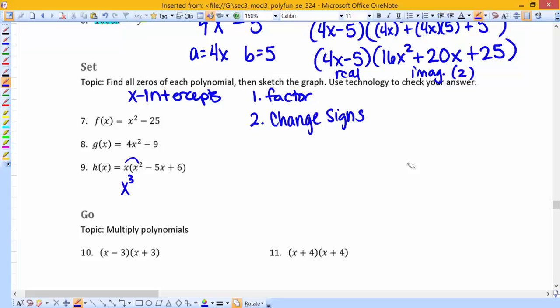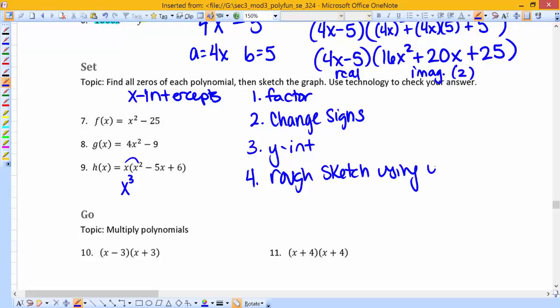When you take your quiz on this, if your intercepts are not correct, I'm not going to be giving you any credit for it. So accuracy on your intercepts, both x and y. So make sure you find your y-intercept also. That's going to help you create a graph. And then it's just a rough sketch using your intercepts.